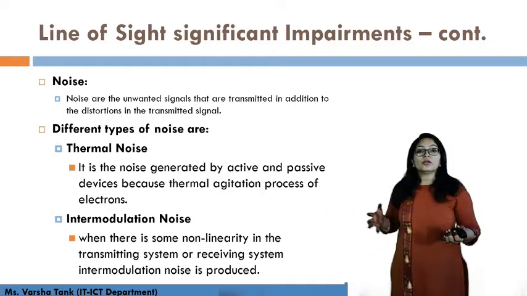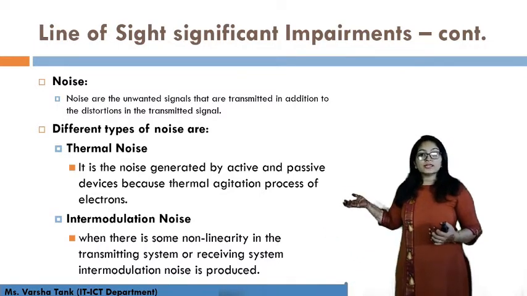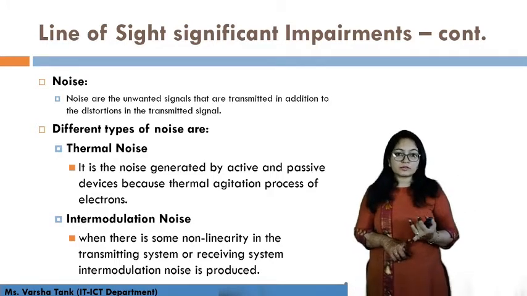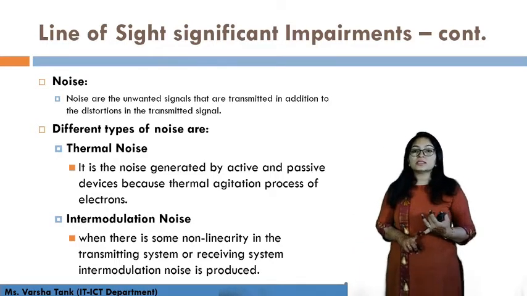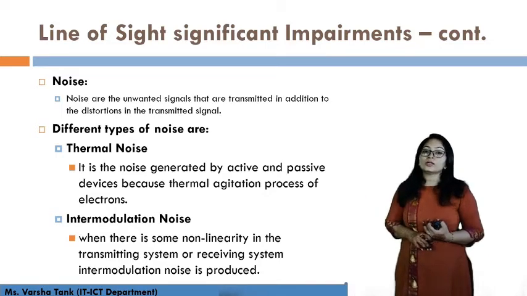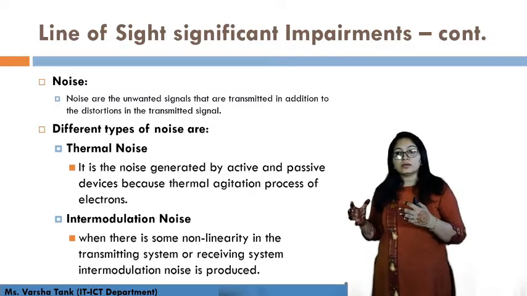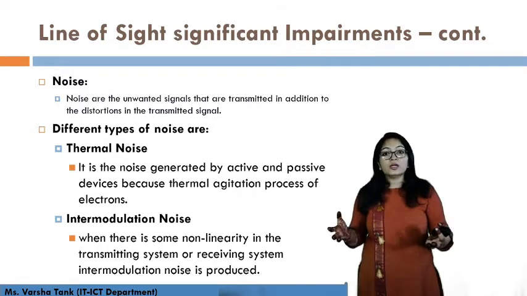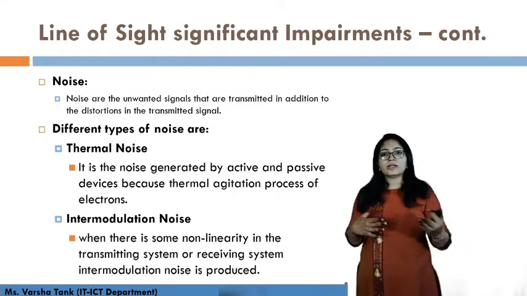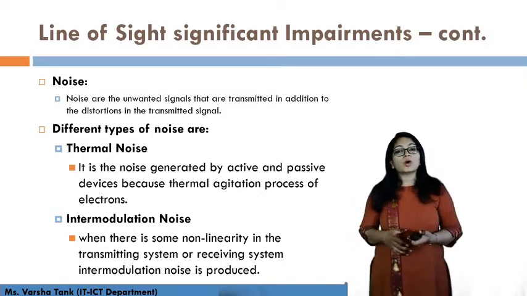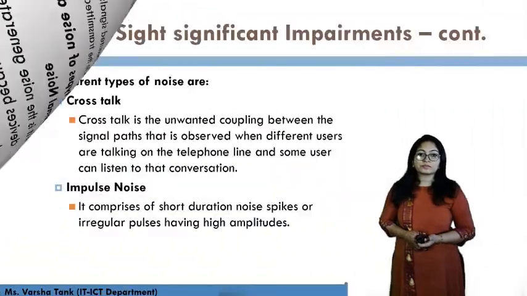Then intermodulation noise. What is intermodulation noise? When there is some non-linearity in the transmitting system or the receiving system, intermodulation noise is produced. There is no linearity there. Non-linearity means transmitting and receiving power are different, like this. So that is what intermodulation noise is.